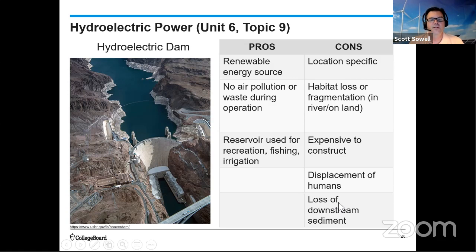A unique environmental consequence of dams is also loss of downstream sediment. So I want you to imagine that the Hoover Dam was not there. As this river flows downward, it carries with it sediment and nutrients, silt, that will be deposited downstream and can enrich the soils with greater fertility, or it might deposit it into the ocean in terms of a delta. That sediment, which would normally flow downstream, is blocked by the dam, and so that has negative consequences downstream. It can also reduce the efficiency of the dam if it silts up too high and blocks all that water being pushed through the dam.